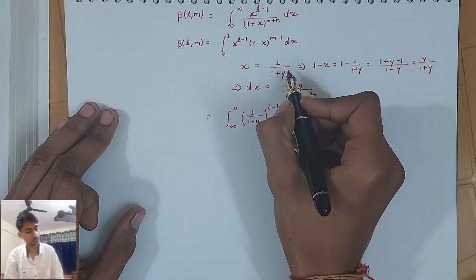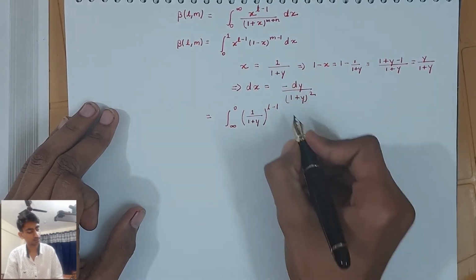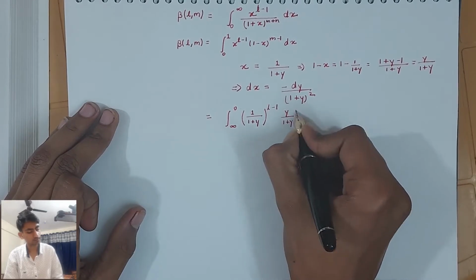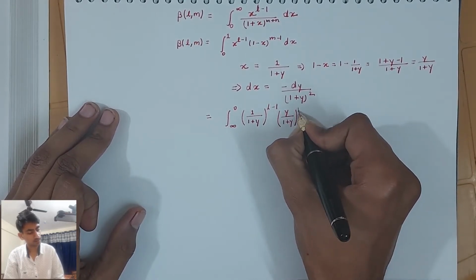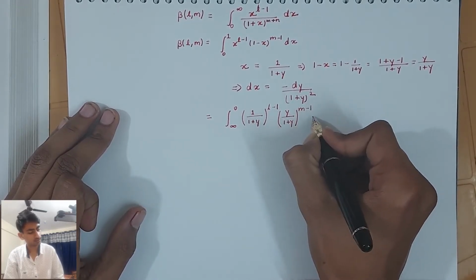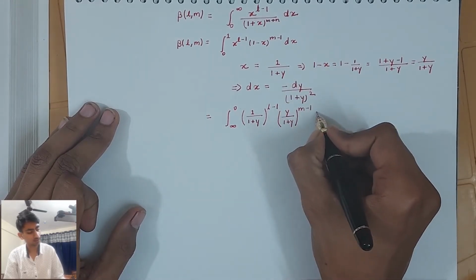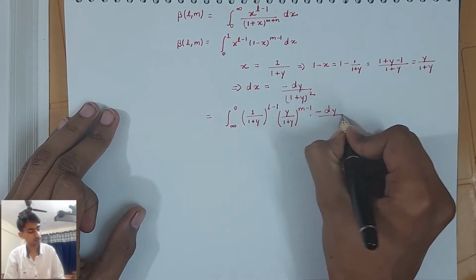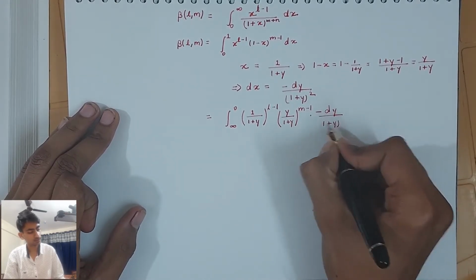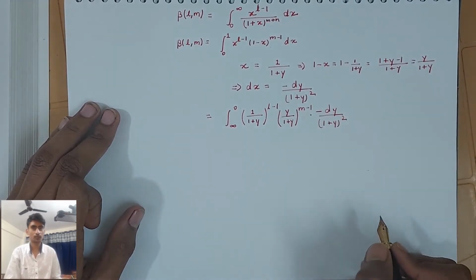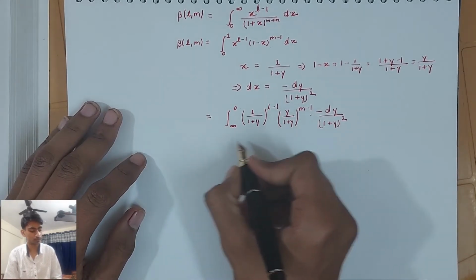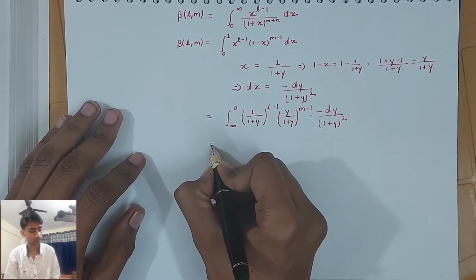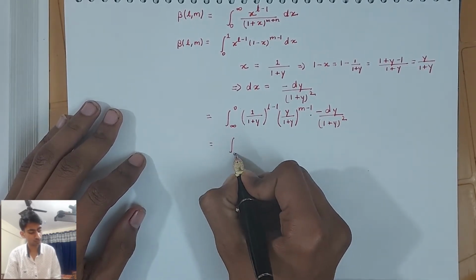So 1 minus x can be written as y divided by (1 plus y) to the power m minus 1, and in place of dx I would write minus dy divided by (1 plus y) squared. Okay, so let's use this minus sign to reverse the limits, 0 to infinity.